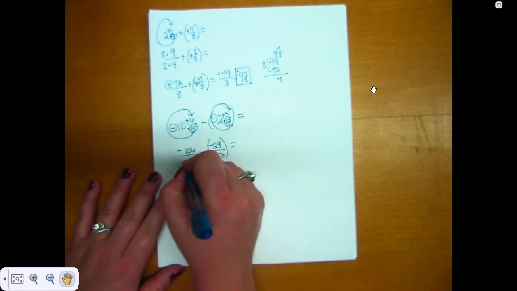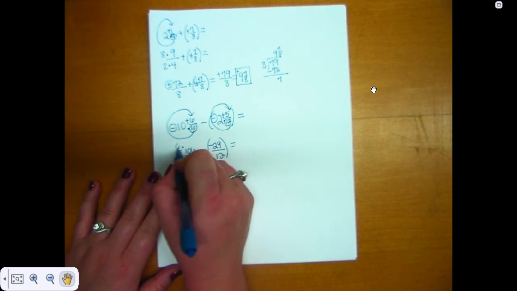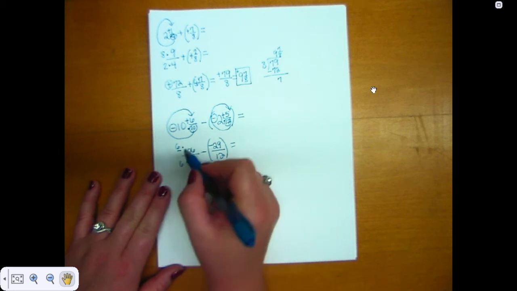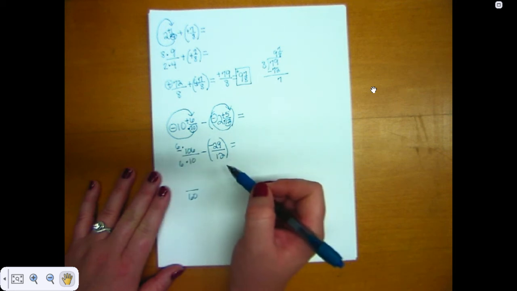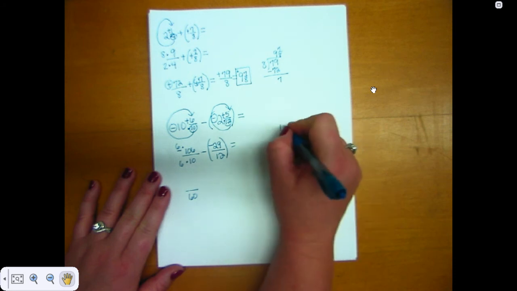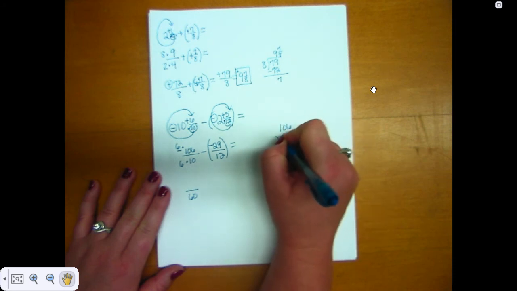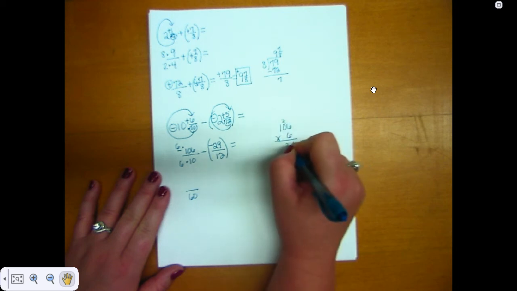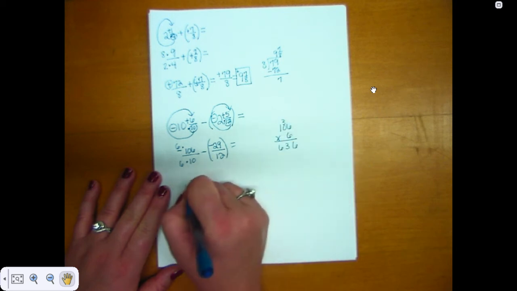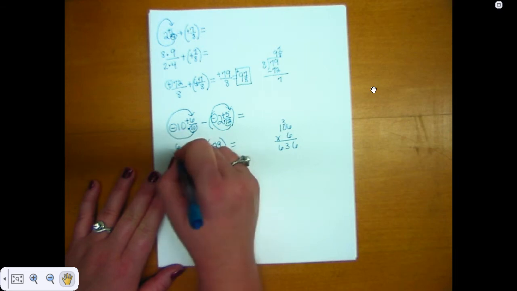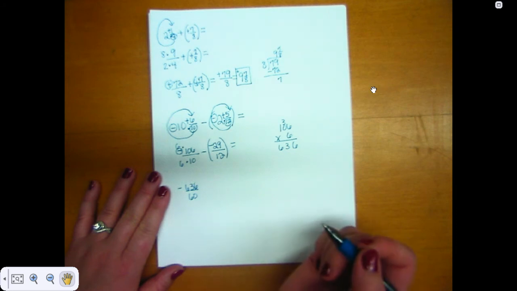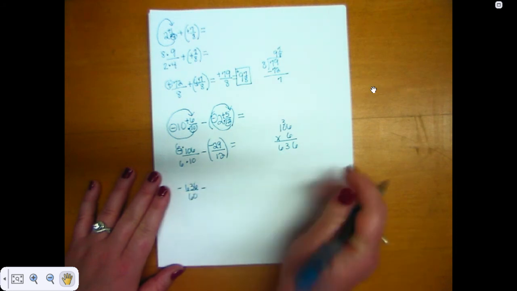So I'm going to go with 10 times 6. Whatever I do to the bottom, I have to do to the top. 6 times 10 is 60. And 6 times 106, I don't know what that is, so I'm going to come over here and do this. 6 times 6 is 36. So 636. And don't forget your sign. Always go back and check for those signs. Bring down the minus sign.